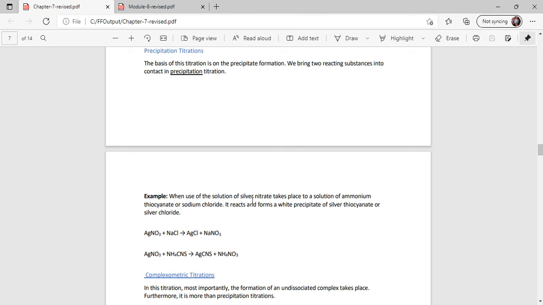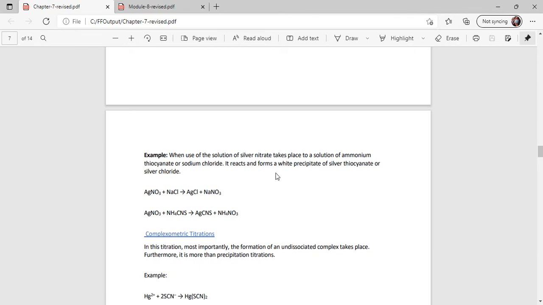So your next is your precipitation titration. The basis of this titration is precipitate formation. We bring two reacting substances into contact in precipitation titration. For example, you use a solution of silver nitrate added to a solution of ammonium thiocyanate or sodium chloride. This reaction forms a white precipitate of silver thiocyanate or silver chloride. For your silver, it is Ag.